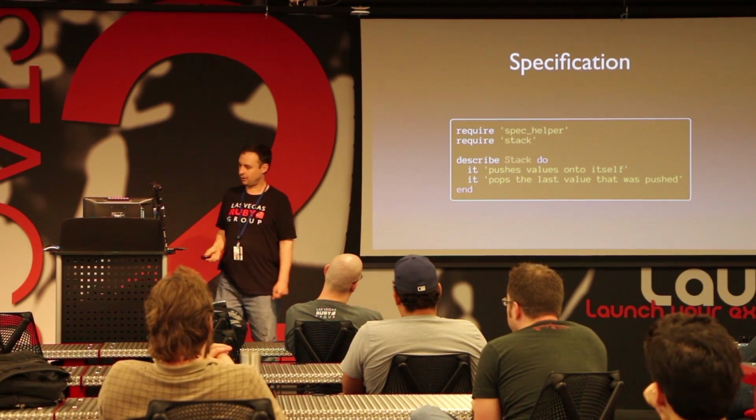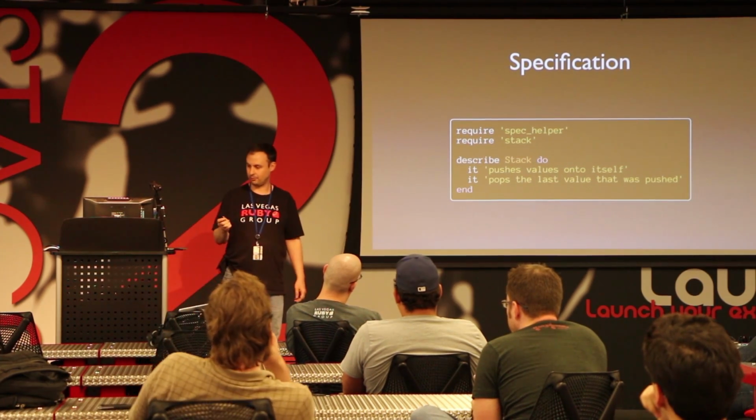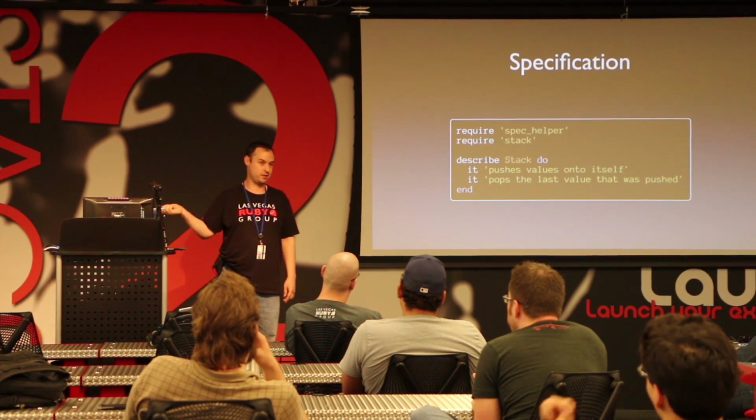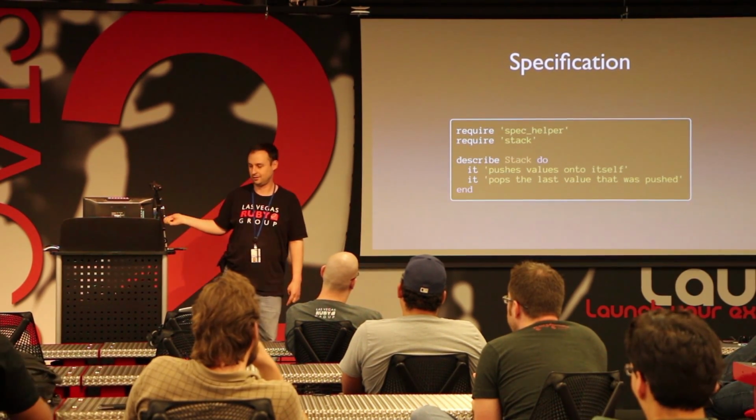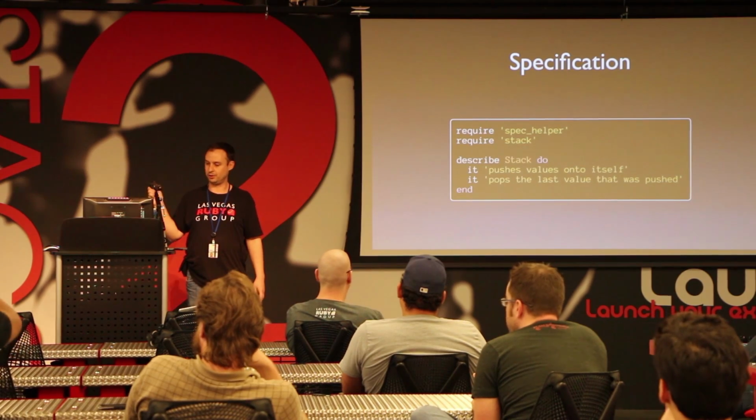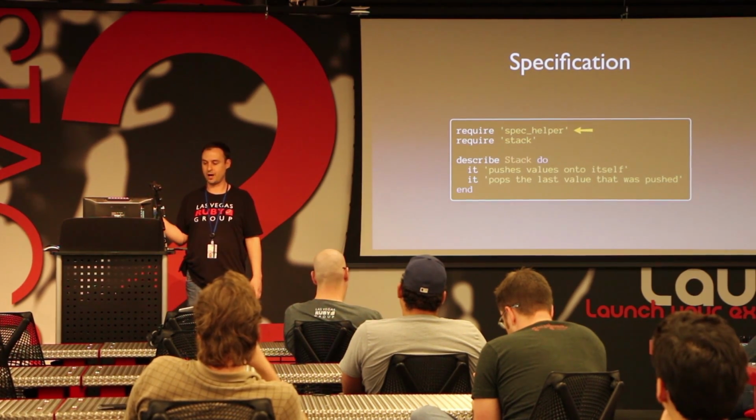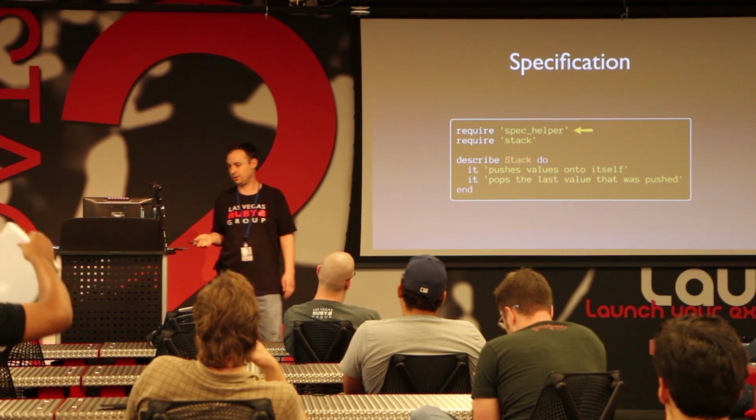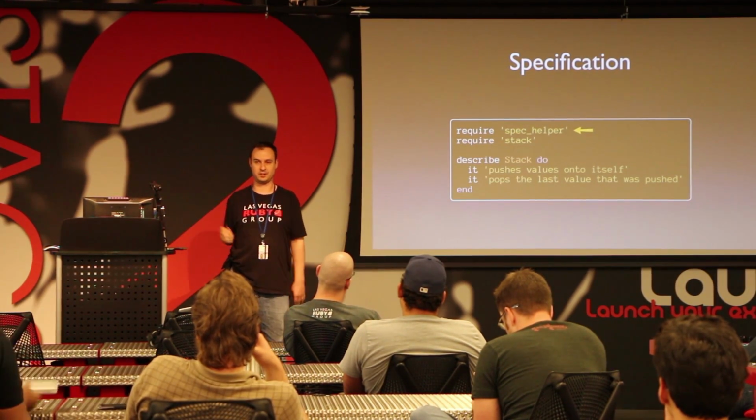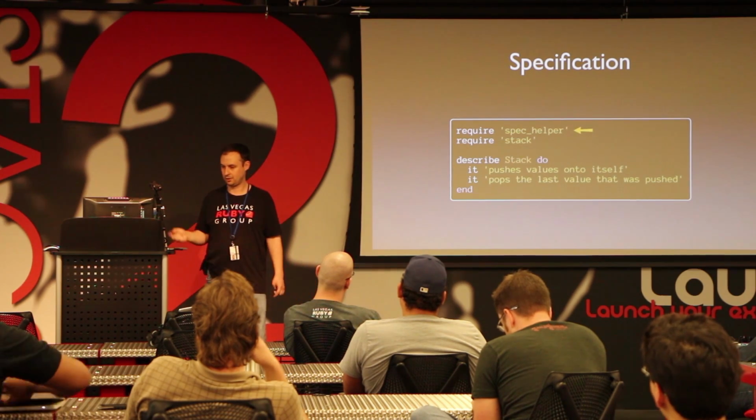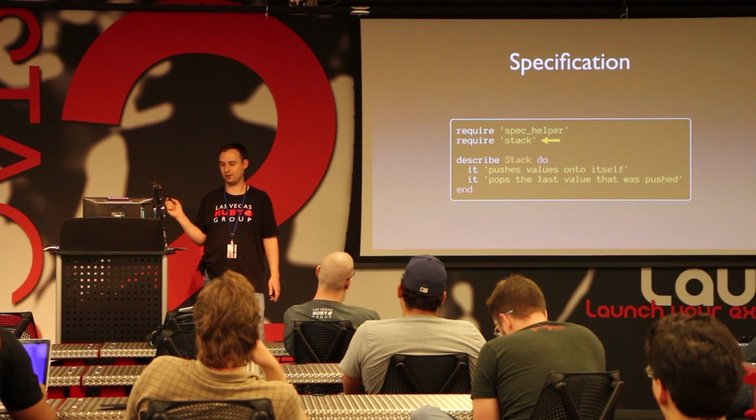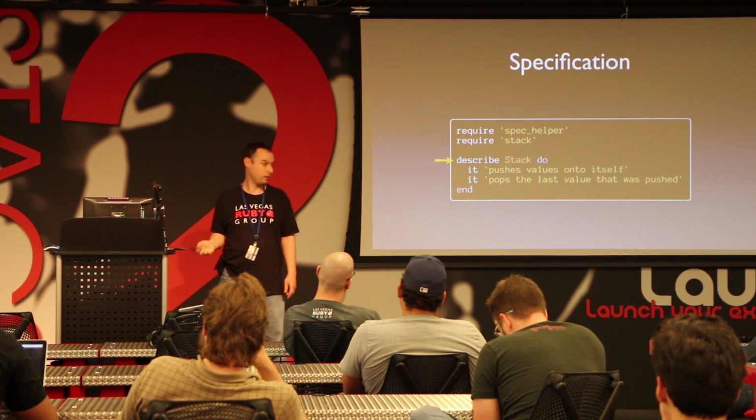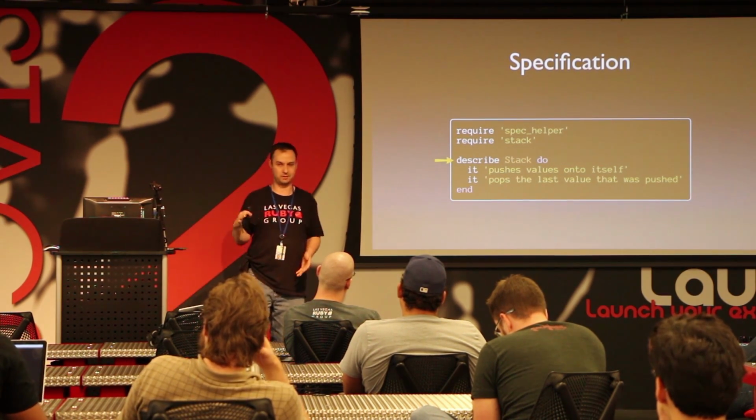So we'll start with a very minimal specification. And just so you don't get confused, this specification doesn't actually test anything yet. It's basically empty. Usually the required spec helper is almost always the first line in your spec. It pulls in that spec helper file. Then you need to require the code that you're actually testing, and then the describe actually opens up the specification.